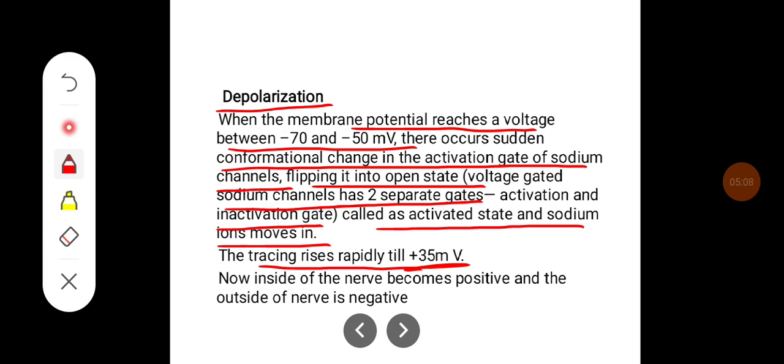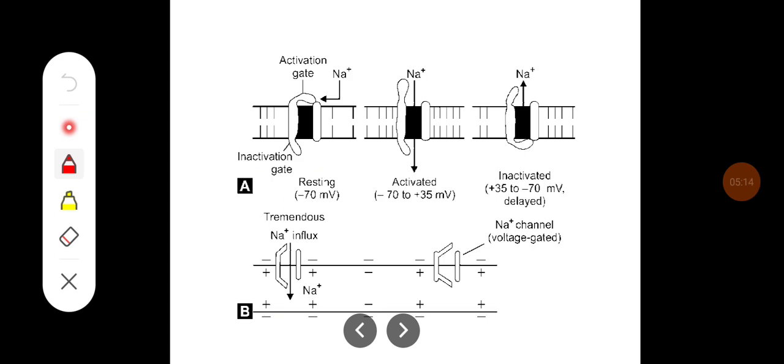Now inside the nerve cell becomes positive and outside the nerve it is negative. You can see, when the voltage gated sodium channels are going to activate, it is going to cause the activation gate to open, so that is why sodium is going to move inside. And at plus 30 millivolts, the inactivation gate is going to close, and that is going to limit the entry of sodium, and it is not going to open until the membrane potential reaches back to resting membrane potential.